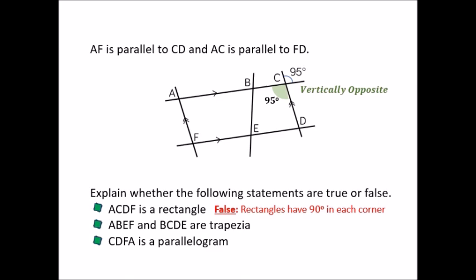ABEF and BCDE are trapezia. That's just the plural for trapezium. Well, this is in fact true. ABEF has one pair of parallel lines. The line AB is parallel to FE. And BCDE has a pair of parallel lines. BC is parallel to DE. Therefore it is true.